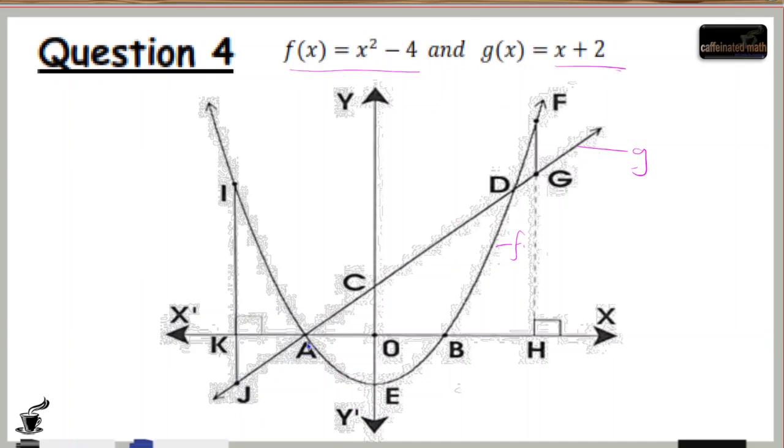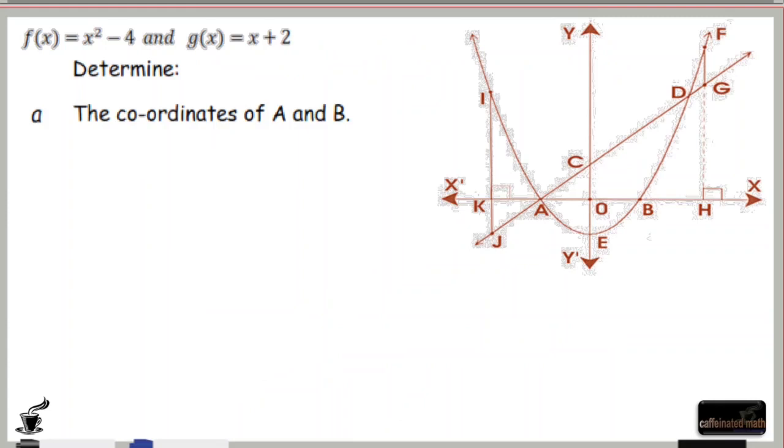And then we can see we have some intersects with the axes A, B, E, and C. We have points of intersection between the graphs. Well, A doubles as that. Then there are some line segments, IJ over there, and also FG over there. I don't know how important whatever is. Let's find out.